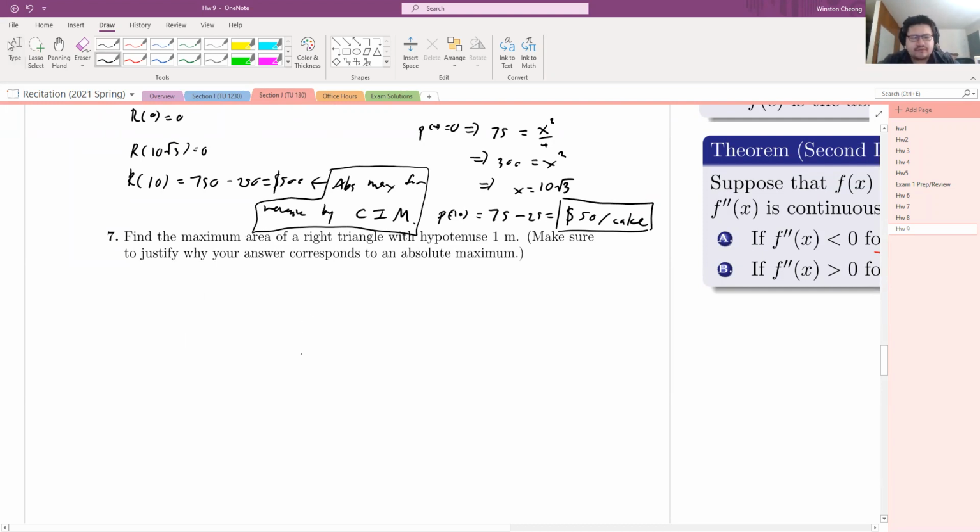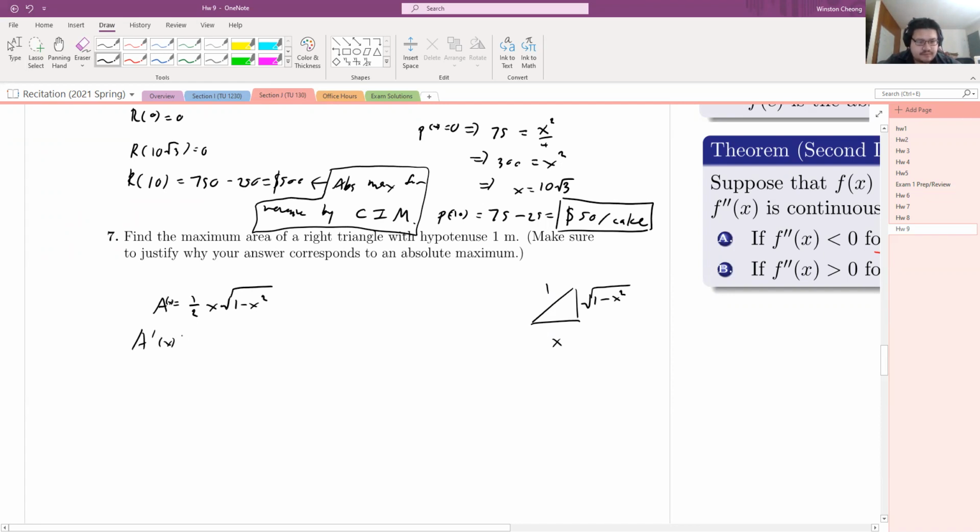Let's keep going. So 7, maximum area of a triangle with hypotenuse 1. So we have a triangle, and I'm going to label one side x, the other side I will get from the Pythagorean theorem, square root of 1 minus x squared. We want to maximize the area. So area is 1/2 base times height. So that's this guy. And that looks kind of terrible because we have to take a derivative of it to optimize it. But that's the only thing we can do.